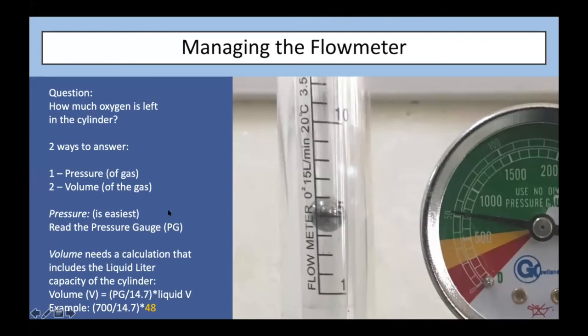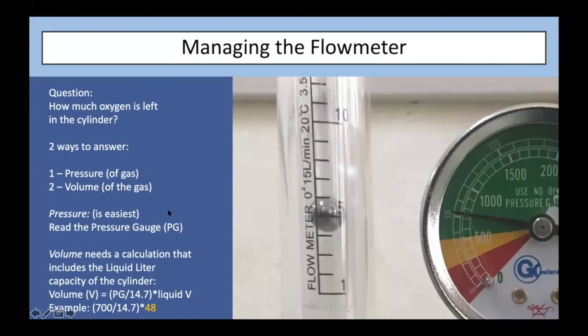Well, there's two ways to answer this question. One way is to answer in pressure. How much oxygen is left in pressure of gas? And the second way to answer the question is in volume of the gas. Remember, the volume of the gas and the pressure of the gas are two different criteria of measurement. The pressure is the easiest. How do you know the pressure? You simply read the gauge, the pressure gauge. Read the pressure gauge, in this case, PG.